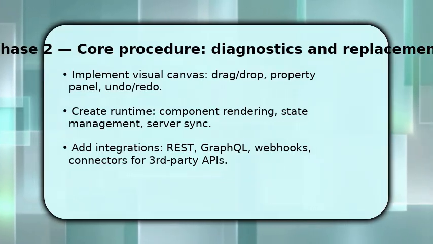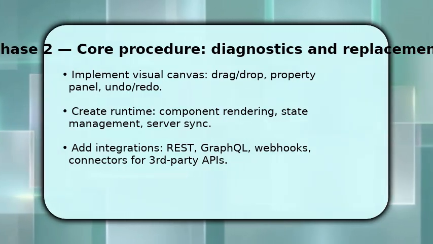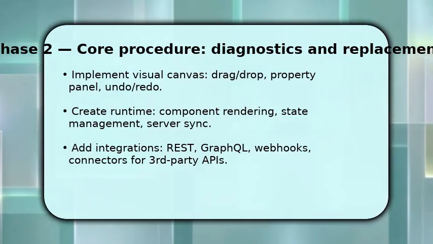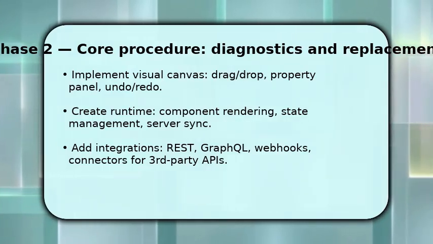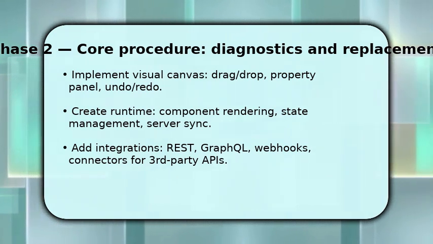Integrate systems, REST and GraphQL connectors, webhooks, and pre-built connectors for priority services. Make sure to add versioning and migration paths. Once these pieces talk to each other, validate with automated and manual tests using representative apps.